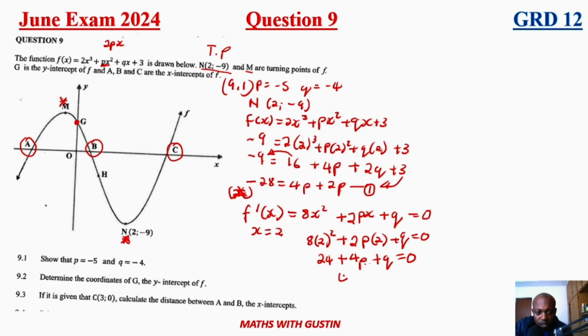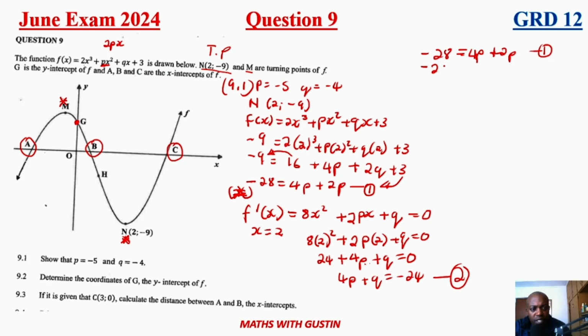Now we're going to take 24 to that side. We're left with negative 24 equals 4p plus q, which is going to be our equation number 2. So now what do we do? We need to solve simultaneously. So we have negative 28 equals 4p plus 2q, which is our equation number 1. Therefore, equation number 2 is negative 24 equals 4p plus q. Rather, this is q, not p.